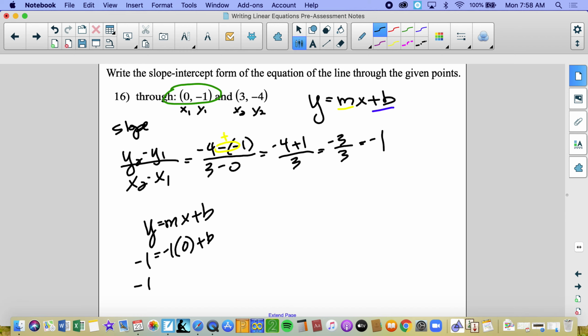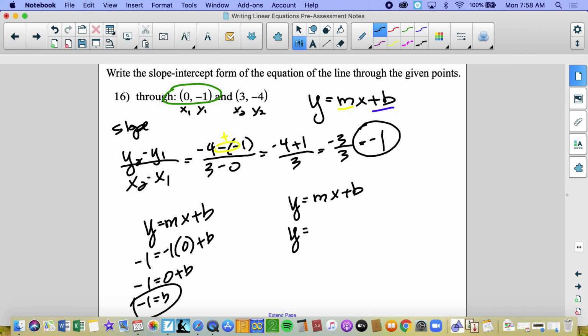So let's simplify. Negative 1 times 0 is 0. 0 plus b is b. So now I have my y-intercept, and I have my slope. So if I fill that in for y equals mx plus b, my slope is negative 1, my b is negative 1, and then I never write the 1 when it's a coefficient. Negative x minus 1. So when it's a coefficient, we just write the negative sign.